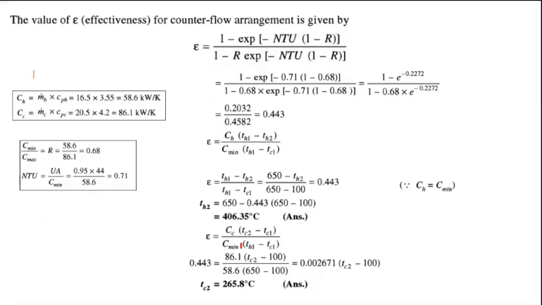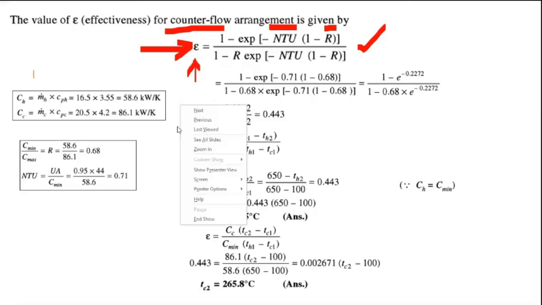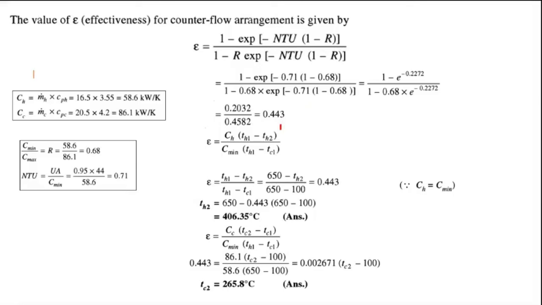Now, if we go to the effectiveness relation for counter flow heat exchanger, this relation you can get in the data handbook as well. So for a counter flow heat exchanger, effectiveness is equal to 1 minus e to the power minus NTU (1 minus R) divided by 1 minus R e to the power minus NTU (1 minus R). Here we have calculated the value of NTU and capital R, so we can find out the effectiveness for this particular case. Any doubt till this part? No, sir. Okay. So we get that effectiveness for counter flow is equal to 0.443.